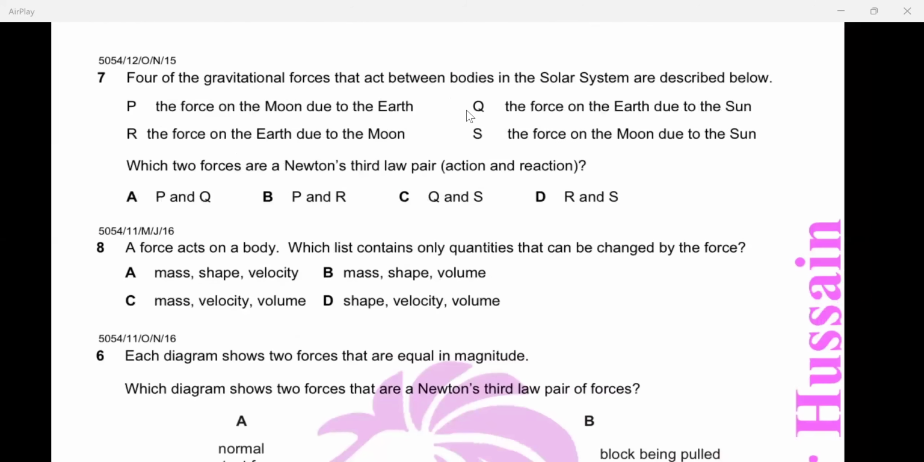ओके। Four of the gravitational forces that act between the bodies in the solar system are described below. The force on the moon due to the earth is P. The force on the earth due to the sun. The force on the earth due to the moon. The force on the moon due to the sun. So इसमें से कौन से दो स्टेटमेंट्स न्यूटन्स थर्ड लॉ के पेयर बनाते हैं? R and S. Force on the earth due to moon.